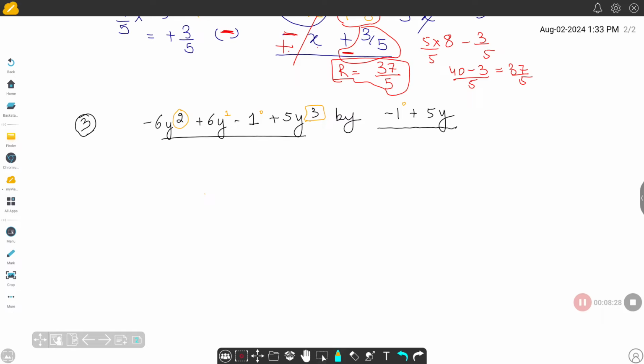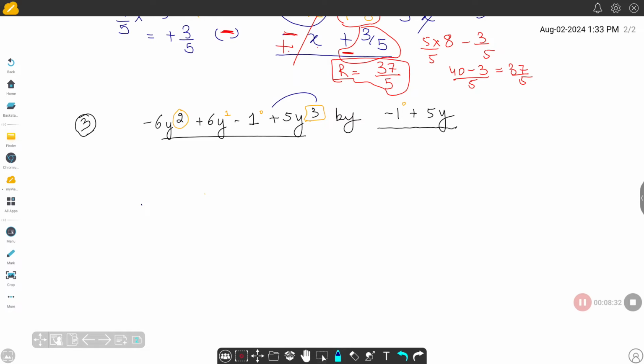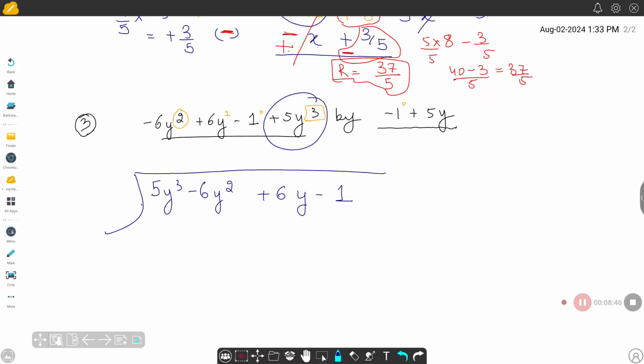Okay, so let's arrange them in the standard form. So 5y cube and then minus 6y square, then plus 6y minus 1. Now this is in the standard form, degree 3, 2, 1 and 0. And then the divisor 5y will be the first term and then minus 1. So let's start the division part.